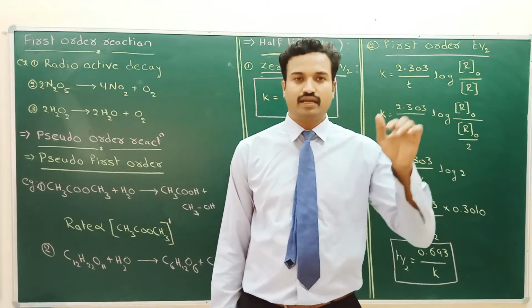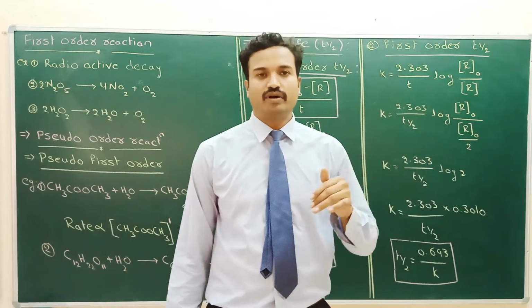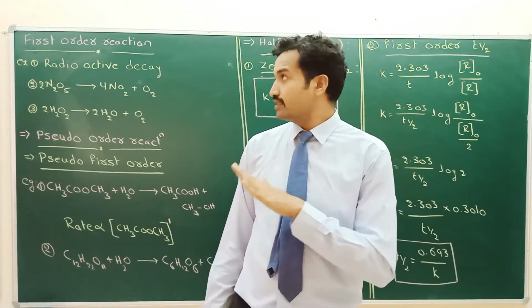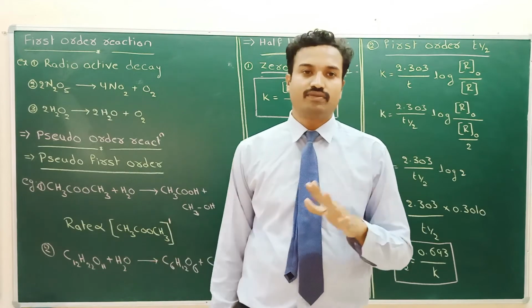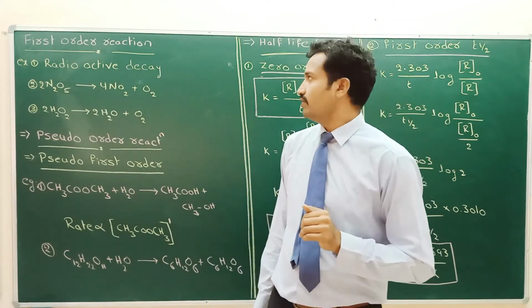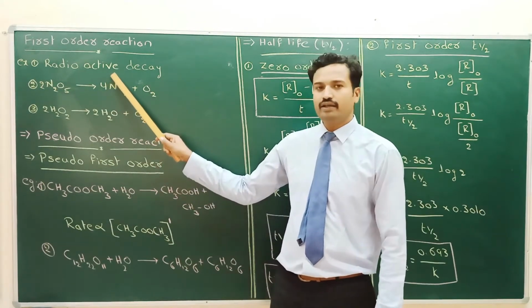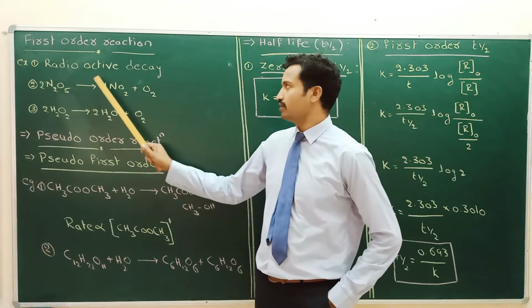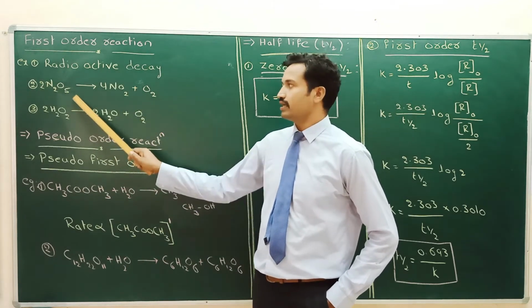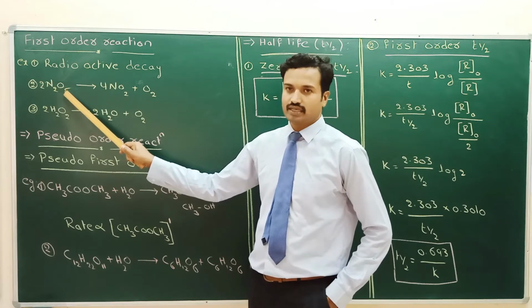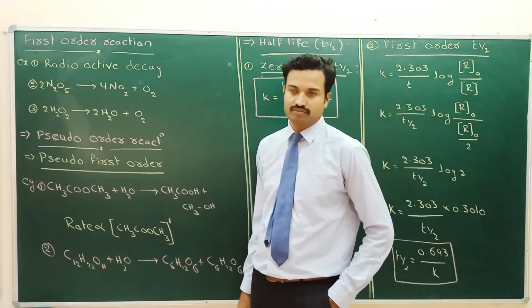In the first order reaction, we covered the definition, the derivation, and the units of first order. Next, the final one: examples of first order reaction. These are the examples of first order reaction. First one, all radioactive disintegration reactions are first order reactions. Radioactive decay reactions. Next, second example, decomposition of nitrogen pentoxide is a first order reaction.